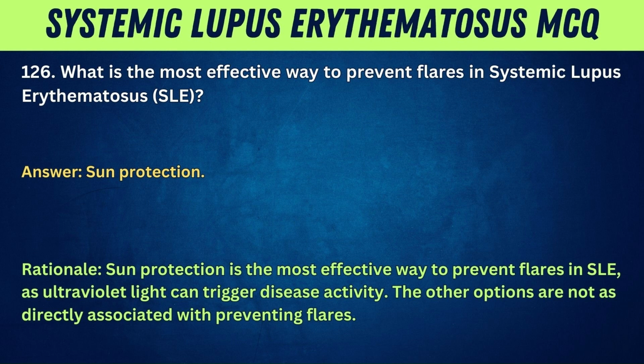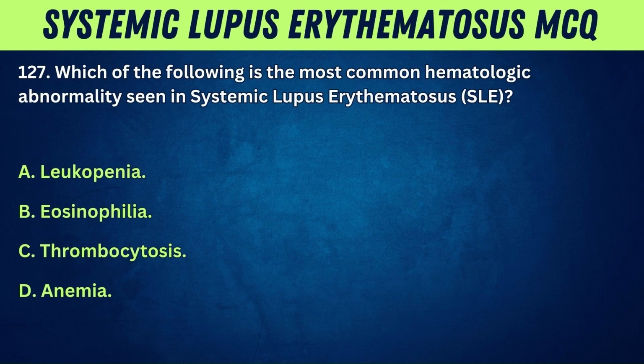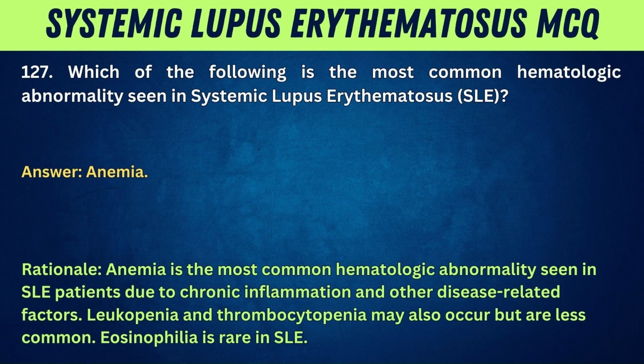Rationale: sun protection is the most effective way to prevent flares in SLE, as ultraviolet light can trigger disease activity. The other options are not as directly associated with preventing flares. 127. Which of the following is the most common hematologic abnormality seen in systemic lupus erythematosus, SLE? A. Leukopenia. B. Eosinophilia. C. Thrombocytosis. D. Anemia. Answer: anemia.